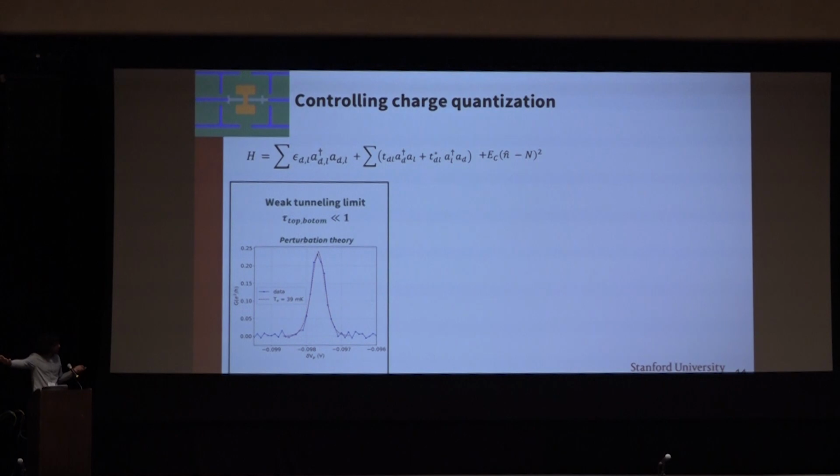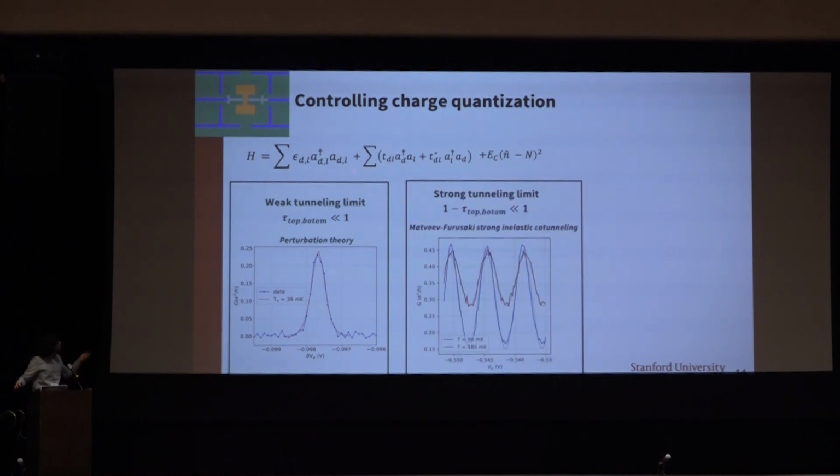In the opposite limit, in the strong tunneling limit, when both the QPCs are open almost to the ballistic point, now you can see that the visibility of the charge oscillations has gone down because charge quantization is suppressed. But we still have some theory on strong inelastic co-tunneling, which can help quantitatively fit these oscillations and tell us that they are the right limit of the Hamiltonian.